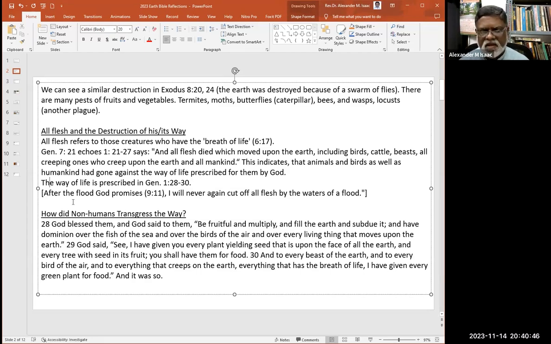God said, see, I have given you every plant yielding seed that is upon the face of all the earth, and every tree with seed in its fruit. You shall have them for food. And interestingly, in verse 30, we read, and to every beast of the earth, and to every bird of the air, and to everything that creeps on the earth, everything that has breath of life, I have given every green plant for food. So we can see that it was so. That means every creature was given a food which is that of vegetation.